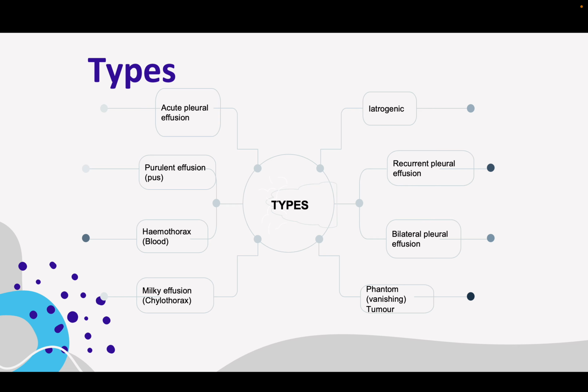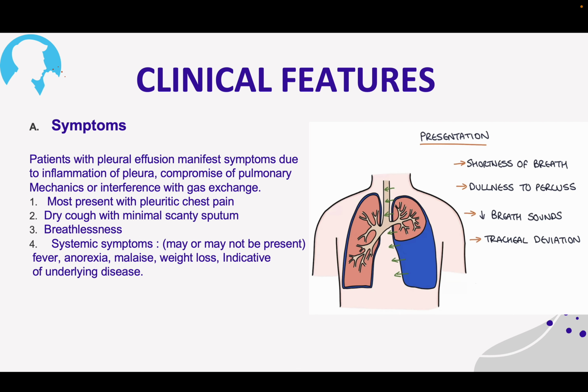The types of pleural effusion are varied. Here it says there are types like iatrogenic, recurrent pleural effusion, bilateral pleural effusion, phantom tumor, milky effusion, hemothorax, purulent effusion, and acute pleural effusion. The symptoms usually experienced by the patient are dyspnea or shortness of breath, and sometimes they also complain about fever or dry cough, pleuritic pain, breathlessness, and other symptoms.